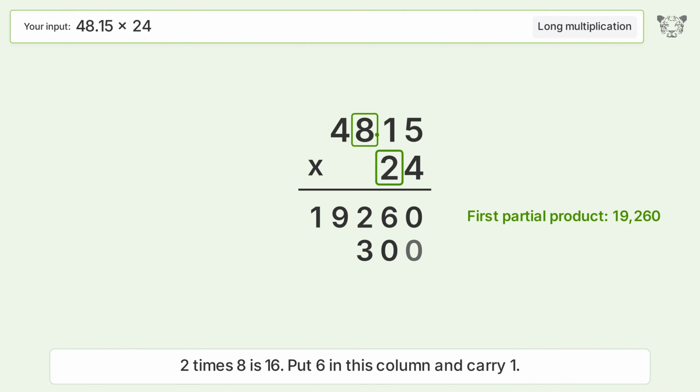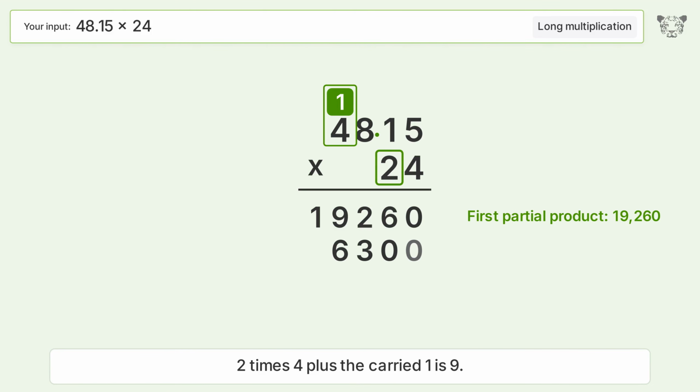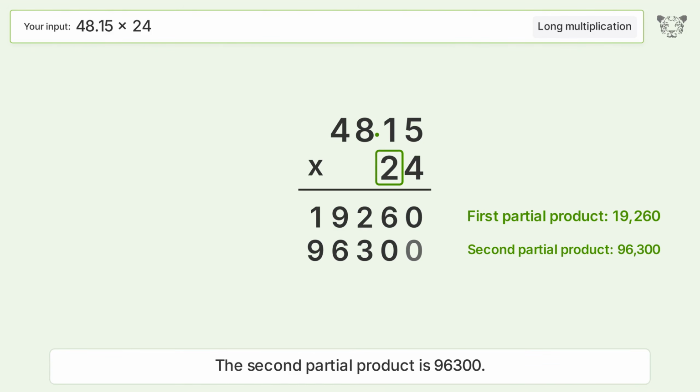2 times 8 is 16. Put 6 in this column and carry 1. 2 times 4 plus the carried 1 is 9. The second partial product is 96,300.